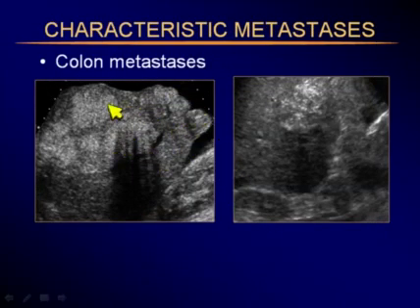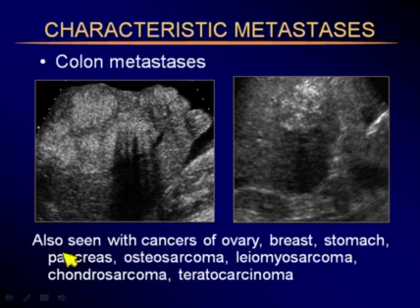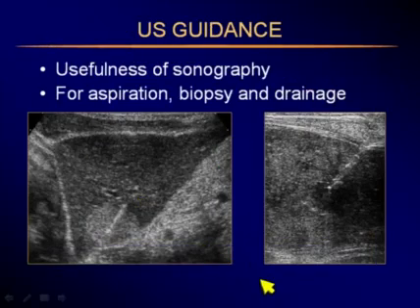Some metastases are calcified, and we usually think of them as coming from colon cancer, but there is a whole laundry list of other cancers. We can see calcified metastases with ovarian cancer, breast cancer, stomach cancer, pancreas, osteosarcoma, leiomyosarcoma, chondrosarcoma, teratocarcinoma, so certainly not a specific appearance. What's very useful with sonography is that when we're not sure we need a tissue diagnosis, we can just guide a needle straight into the mass and get a biopsy or provide drainage if it's an abscess, and that's extremely useful.